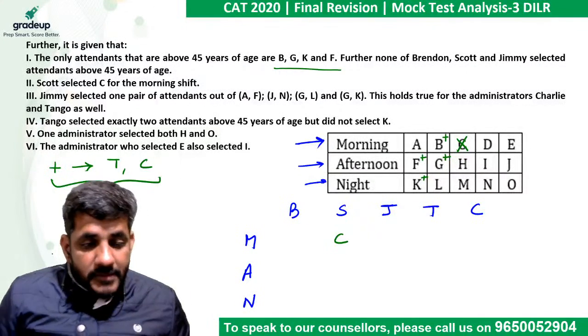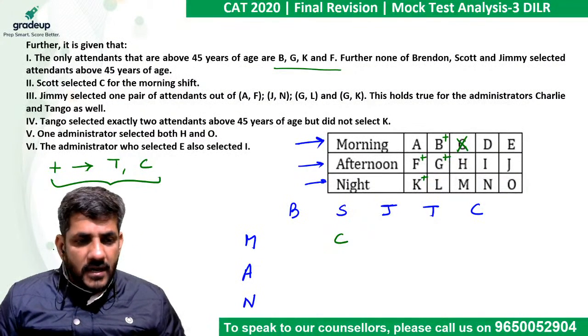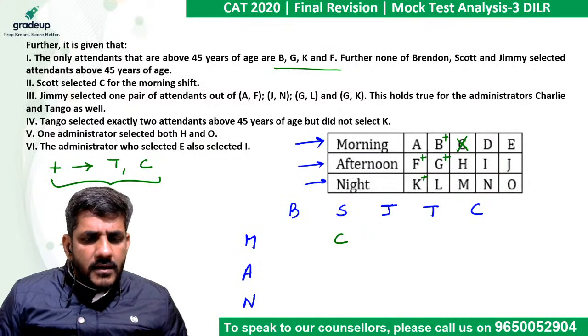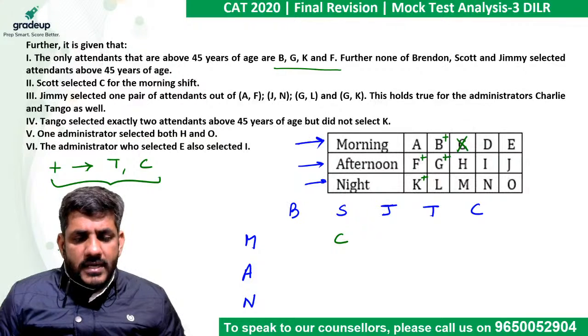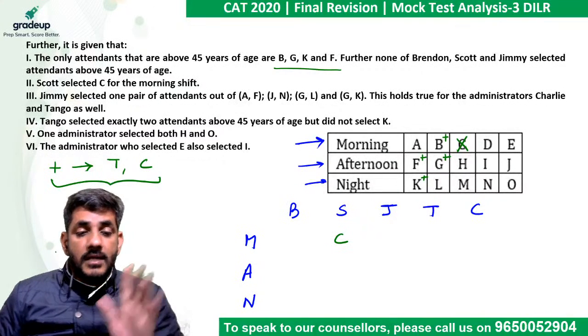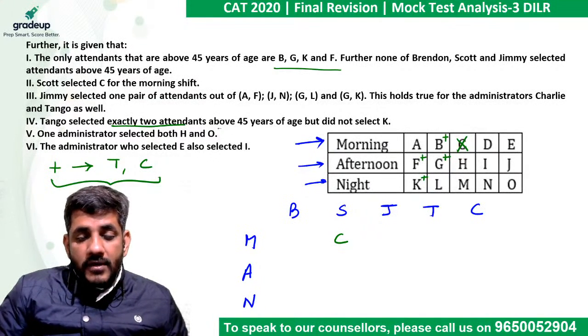Next, Jimmy selected one pair of attendants out of these pairs. This holds true for administrators Charlie and Tango as well. Leave this currently, let's move ahead. Tango selected exactly 2 attendants above 45 years of age but did not select K. Important info. Tango selected 2 attendants above 45 years of age.